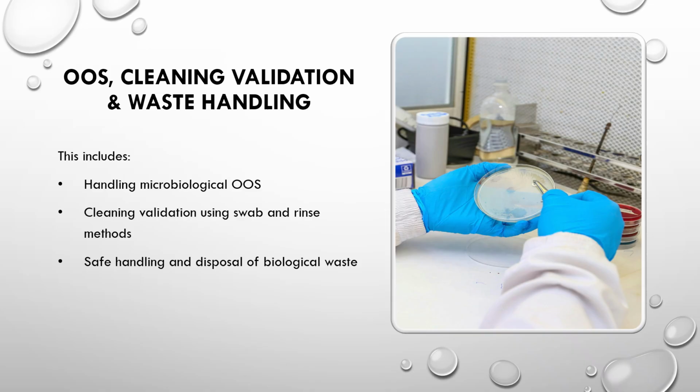This type of unexpected result is called OOS, which stands for out of specification. For example, if the acceptable microbial limit is not more than 100 CFU, but the test result shows 300 CFU, this result becomes an OOS result. Whenever out of specification occurs, the laboratory must carefully investigate the root cause. The contamination could come from improper sampling, environmental contamination, equipment issues, or human error.